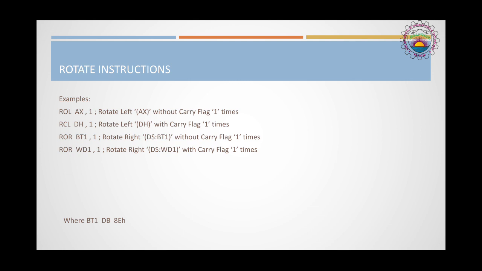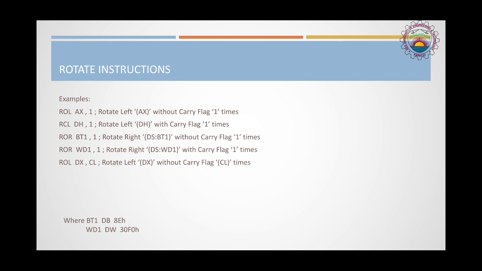Now we have ROR WD1, 1. WD1 is a word within the data segment and has the value 30F0 hex. So that word will be fetched from memory, and a one-time right rotation with carry flag will be performed within the ALU, and the result of that rotation will be stored at the WD1 location within the data segment as a word. That is the complete operation of this instruction.